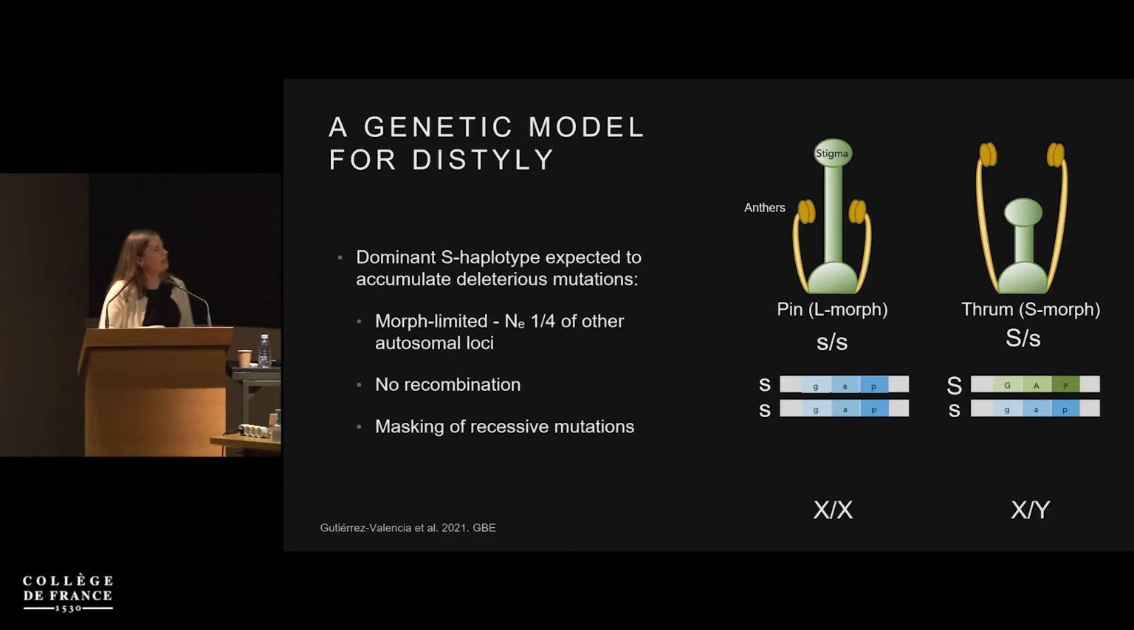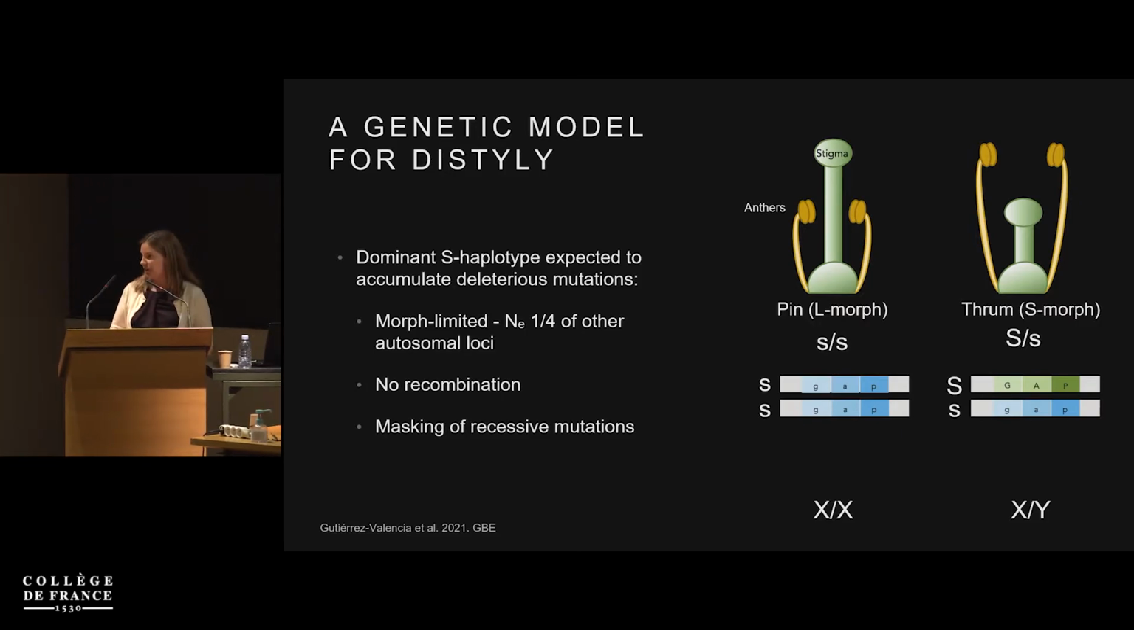If you look at this inheritance model, you can see that you might expect the dominant haplotype to start accumulating deleterious mutations, because it's morph limited. It's found only in half of the individuals in the population, so it has a reduced effective population size. It's not expected to undergo recombination, and if this classic model is correct, then it should also have masking of recessive deleterious mutations. So some similarities or parallels can be seen between this kind of system and XY sex chromosome systems. But until recently, it wasn't possible to test this hypothesis because no single Distyly supergene had actually ever been sequenced.